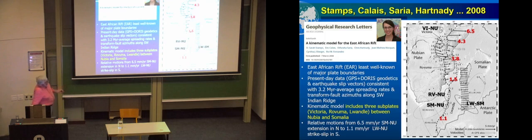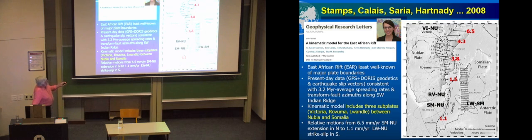Subsequently, we've got, and this is Sarah Stamps. She was the lead author on this article. And Sarah was a PhD student of Eric's. She's now a professor at Virginia Tech in the US. And here you can see this is our Somalia-Nubia pole, much tighter, 95% confidence ellipse, and the velocities that you can see. I've highlighted some of the numbers.